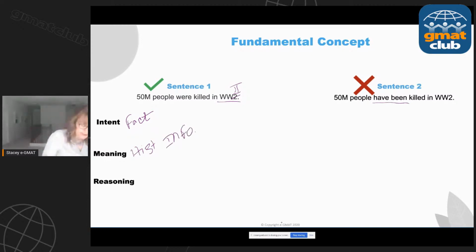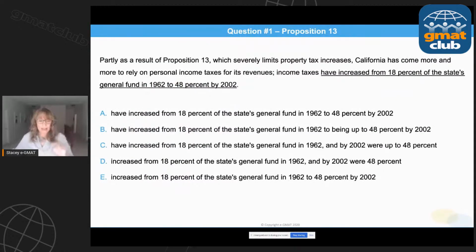reasoning, we have a hard stop. We know a date. We know World War II is ended. We have a date that it ended. We know there's a hard stop. We know it did not continue. Okay, so that being said, let's take a look at question 1, because this fundamental concept is what you should have applied here.